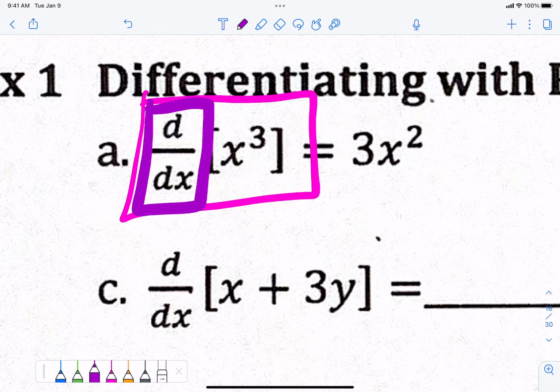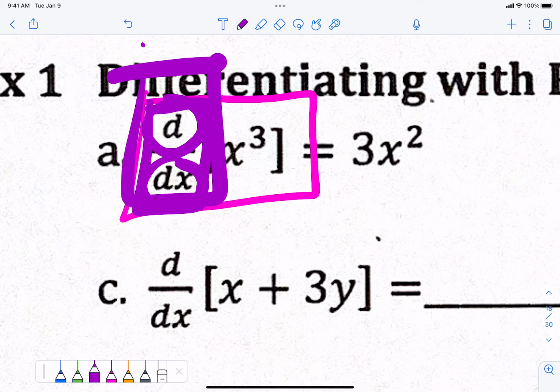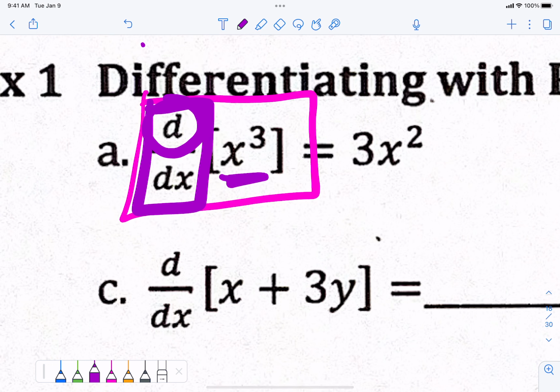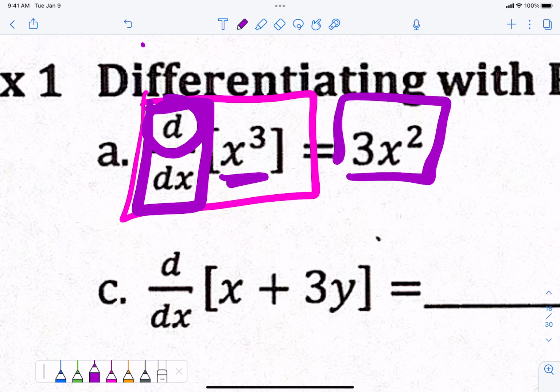This part right here is asking the question. Take the derivative with respect to x. Take the derivative of this thing with respect to x. We'll talk about what the respect to means in a minute. So this thing is just a command. Take the derivative of this with respect to x. What's the derivative of x to the third power? 3x squared, okay?